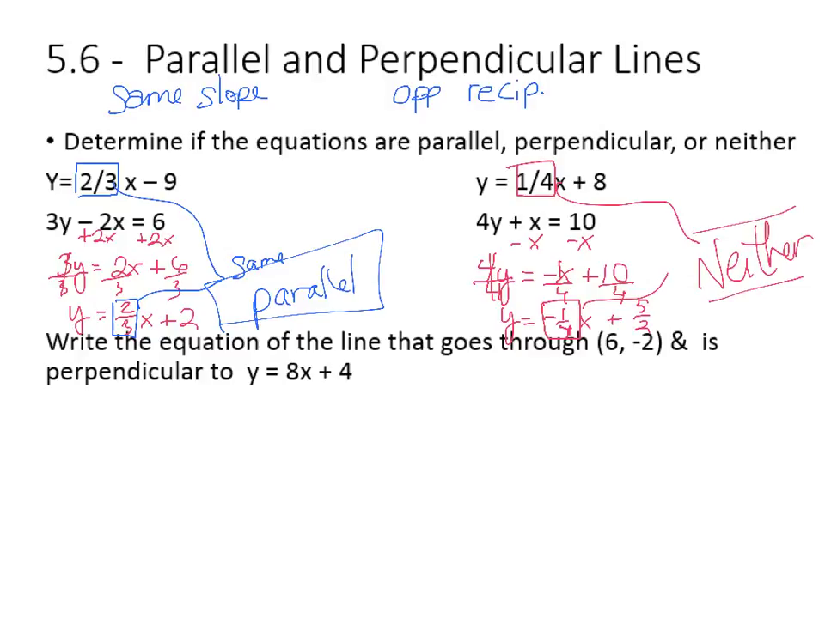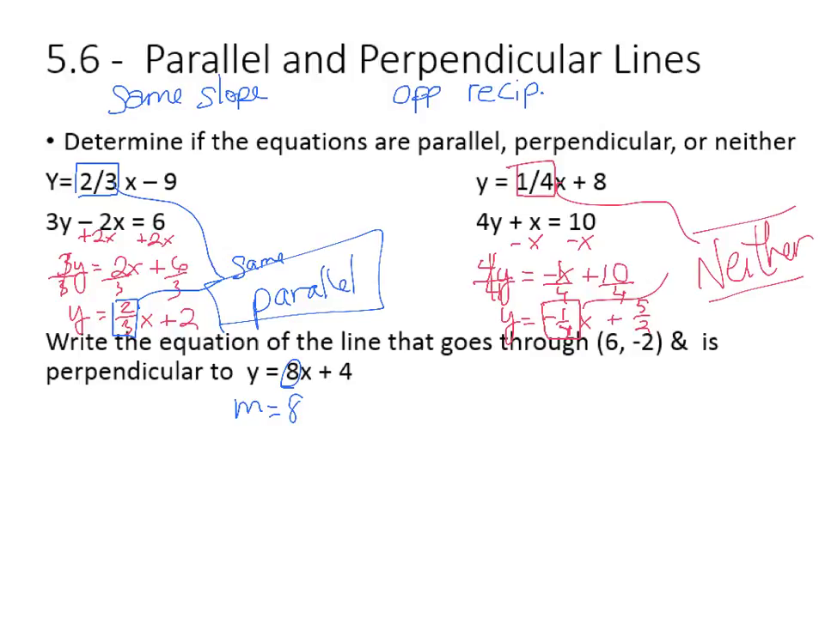Okay, the other thing that we did with parallel and perpendicular lines is we'd write the equation of the line that would go through a particular point, and then it's going to be perpendicular or maybe parallel to a particular line. The only reason that they're telling me this right here is to figure out my slope. I don't use this for anything. All I look at is, oh looky there, the slope is 8.